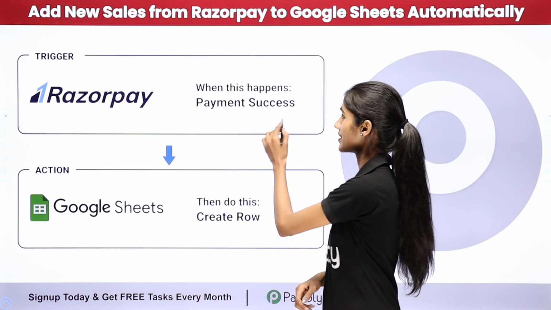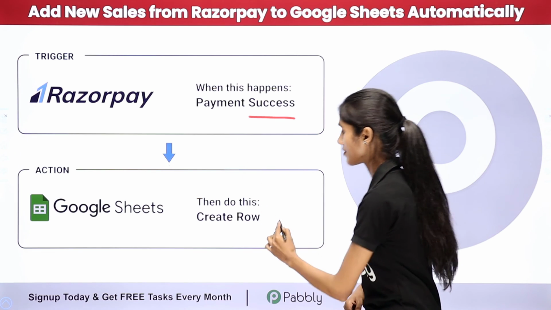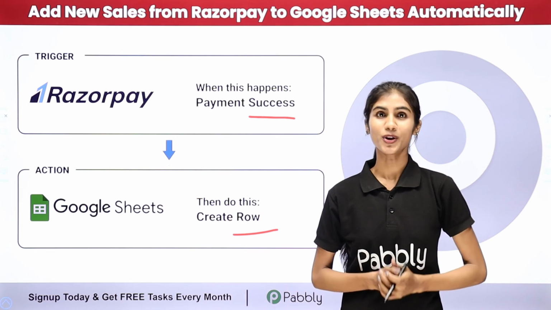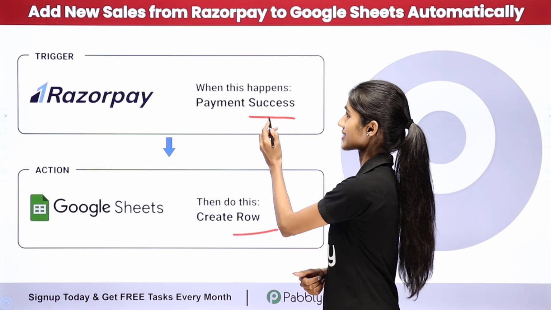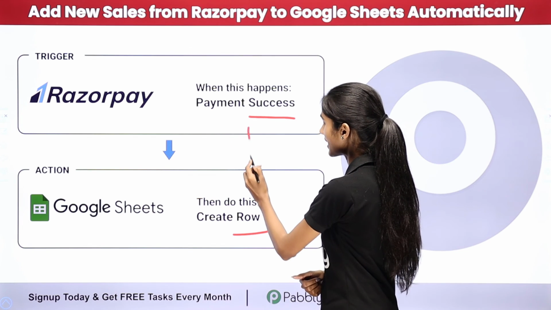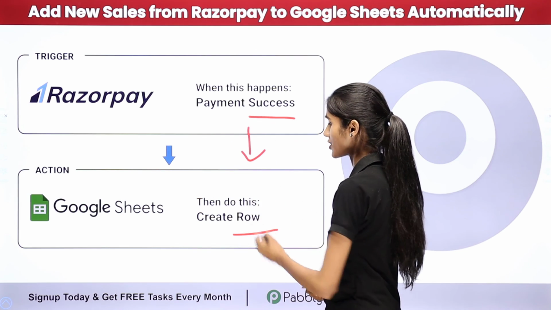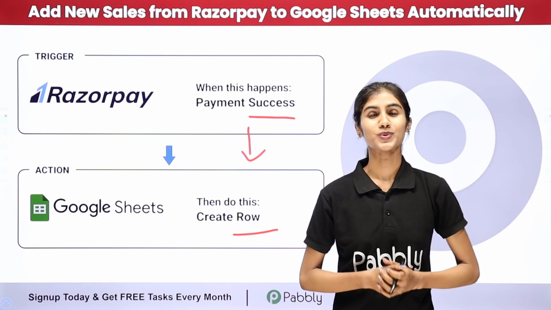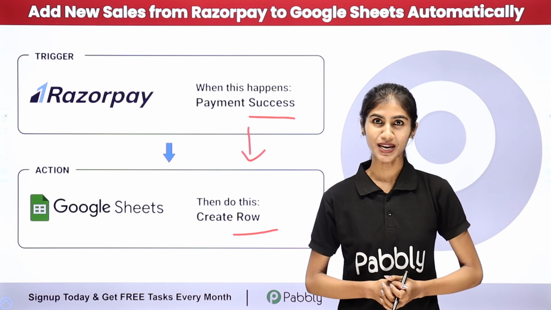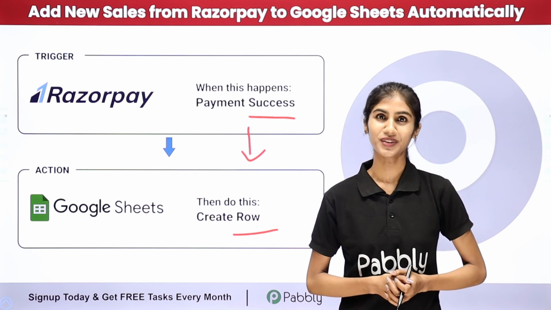Here for the trigger, we will select Razorpay and for the action, we will select Google Sheets. Automatically, if the payment is successful in Razorpay, the details will be sent to Google Sheets and it will create a new row. So now without wasting any time, let me take you to my screen and show you how to create this.